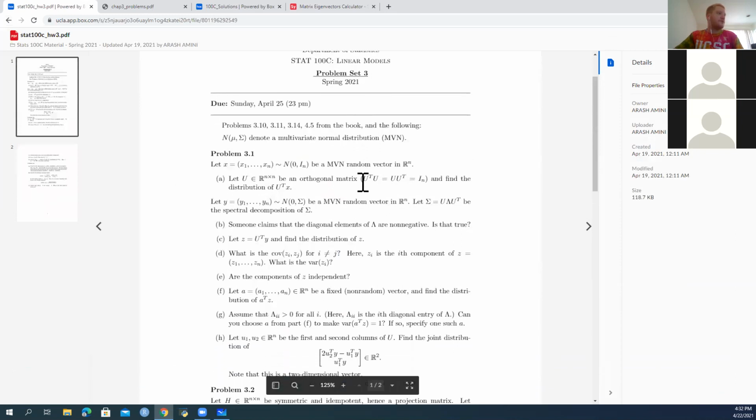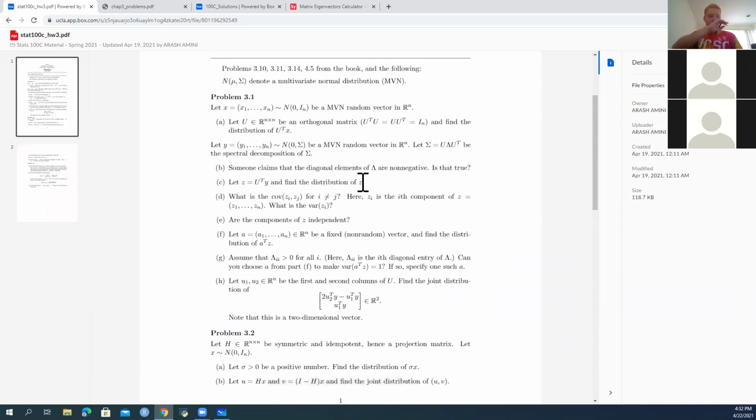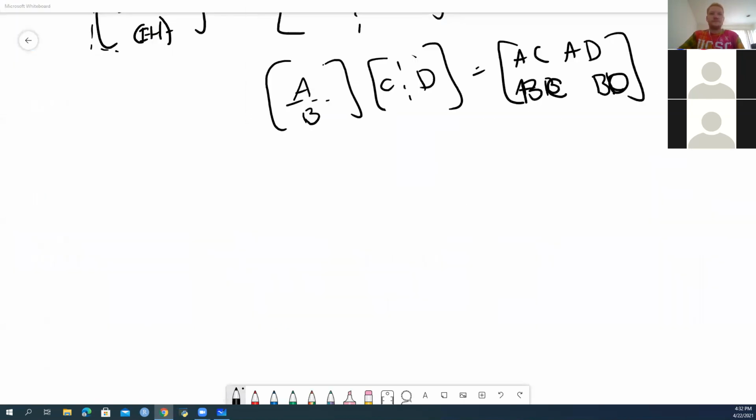I think the ones not from the book are a little trickier, so let me try to talk about them a little bit. So let me bring this over. Again, most of this homework is about using those two facts from the normal distribution. So 3.1 has a little bit of tricks to it. So let's talk about that.